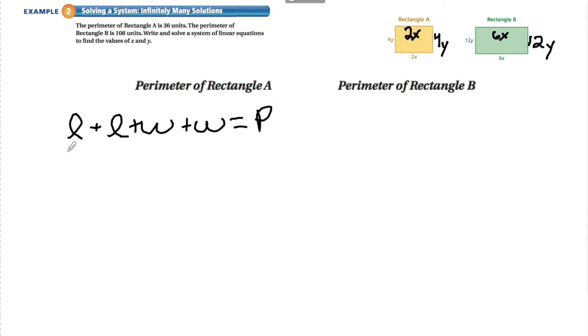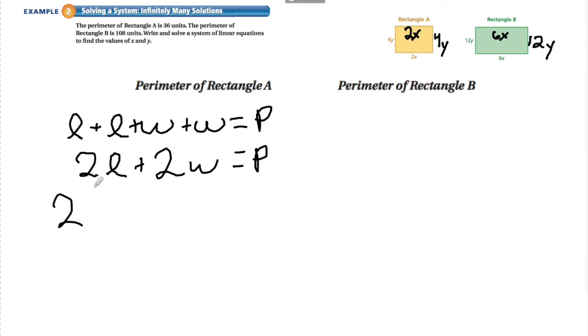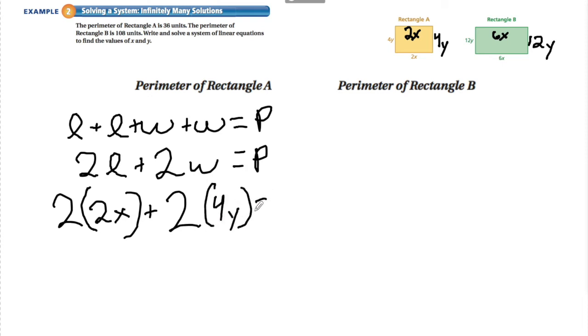So L plus L is going to be equal to 2L plus 2W equals P. Now let's plug in our length and our width. 2L is going to be 2 times our length, which is 2x, plus 2 times our width, which is 4y. And our perimeter for rectangle A is 36. We got that from the problem up here.